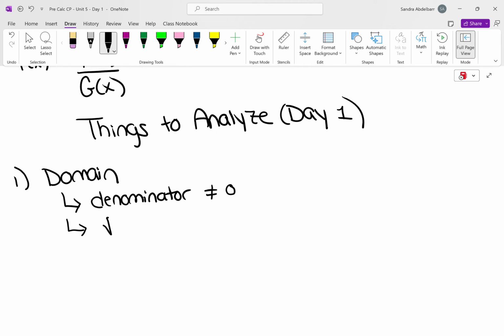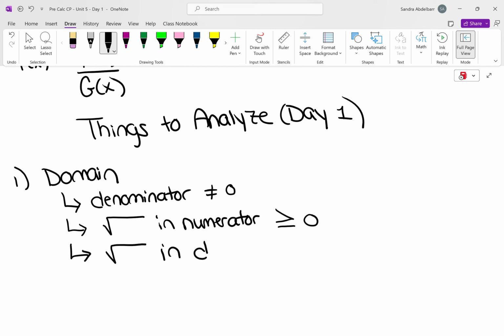A radical in the numerator must be greater than or equal to 0. And what about a radical in the denominator? Can it equal 0? No, it must be just greater than 0. So these are all the things that affect our domain.